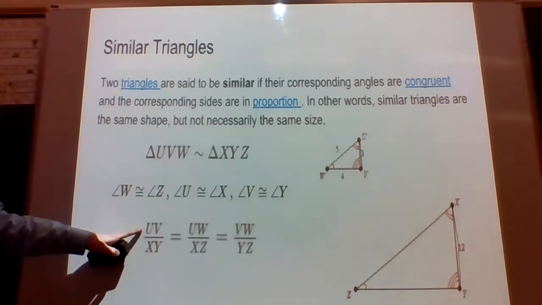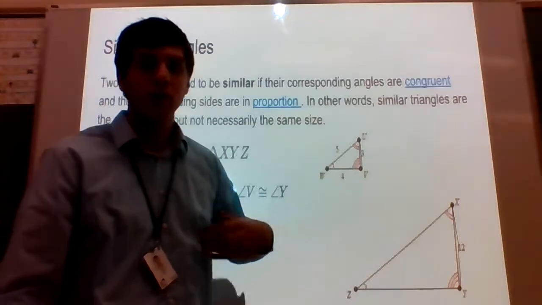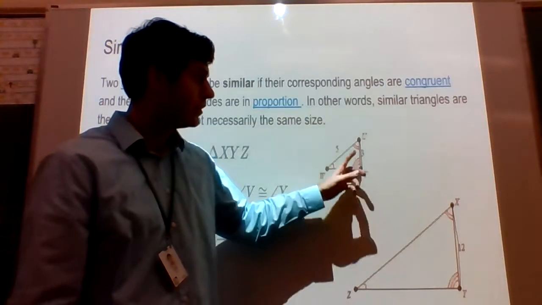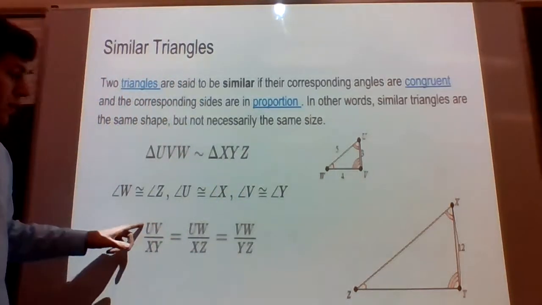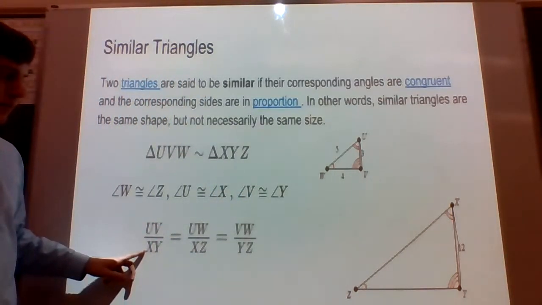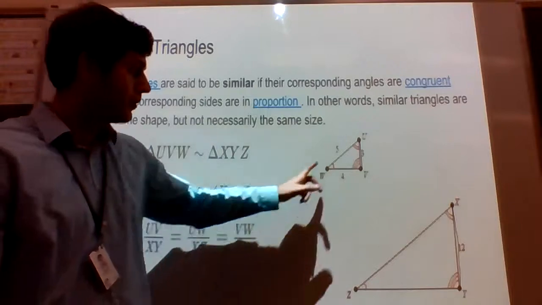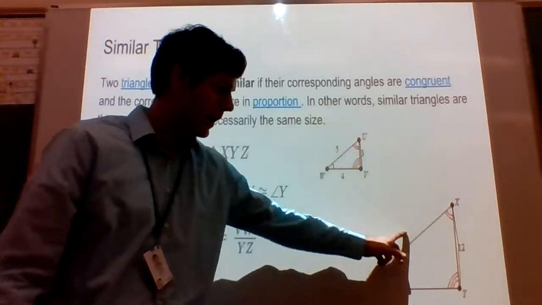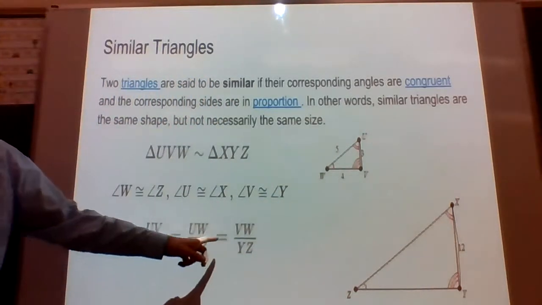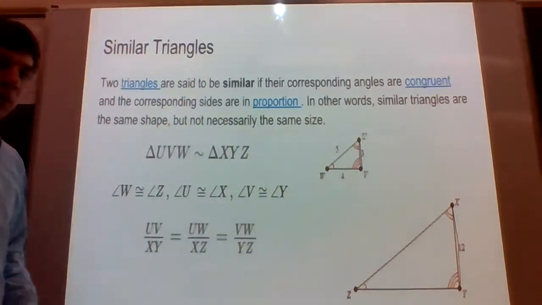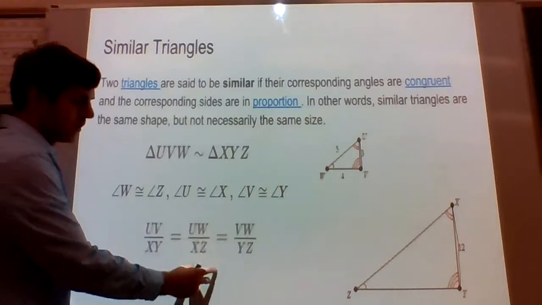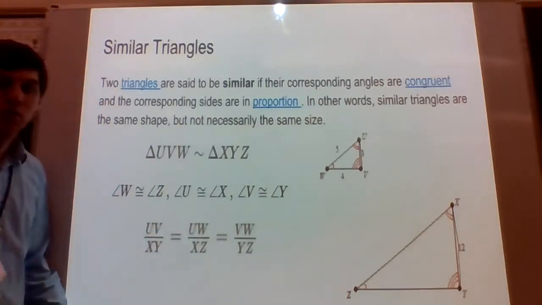So we can set up a ratio. Ratio relates two values. So we're relating the corresponding sides of the two different triangles. We're relating UV to XY. Then we're relating UW to XZ, and we're relating VW to YZ. Each one of these is a ratio, so we have three ratios representing each of the corresponding sides.